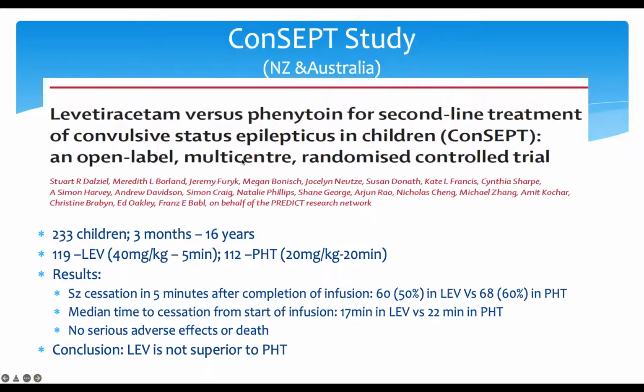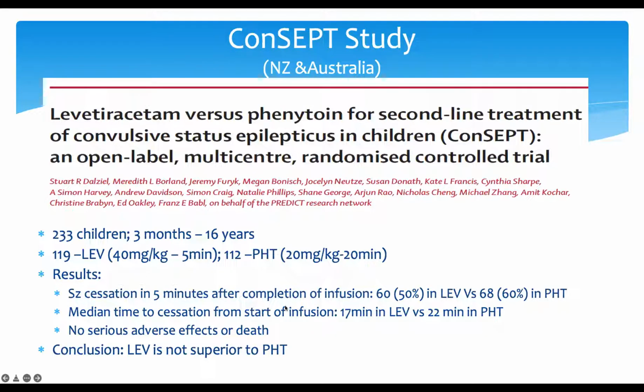The next study, taking place at the same time as ECLIPSE, was the New Zealand and Australia CONCEPT study. It compared, similarly, levetiracetam versus phenytoin. Again, they used the same doses and a similar number of children, 233 children between 3 months and 16 years. The levetiracetam group had 119 at the rate of 40 milligrams per kg for 5 minutes. And then phenytoin, 112 children, 20 milligrams per kg. Again, the same protocol similarly, but there was some extension, which I'll talk about in a minute.